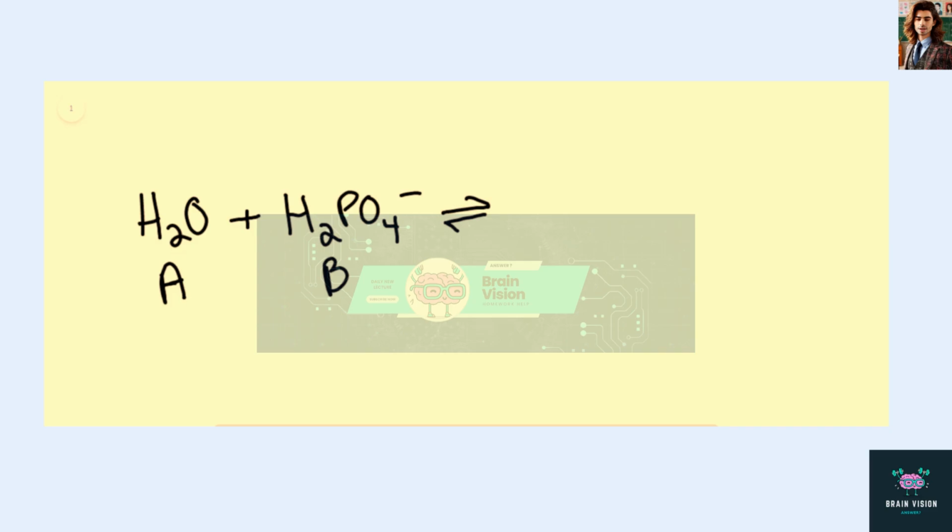If water acts as an acid, it gives up a hydrogen ion and gives it to the base. That means water is left as hydroxide. It loses that hydrogen ion, and H2PO4 gains it as the base, so it becomes H3PO4 with no charge.